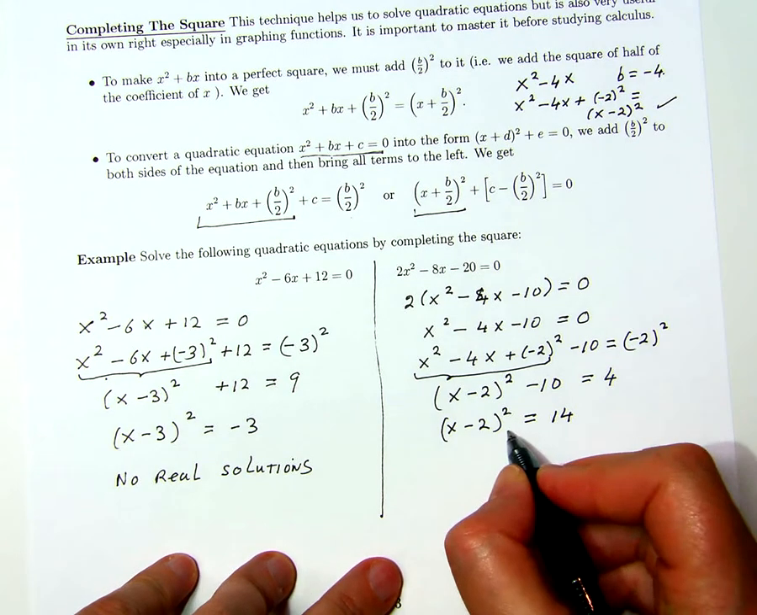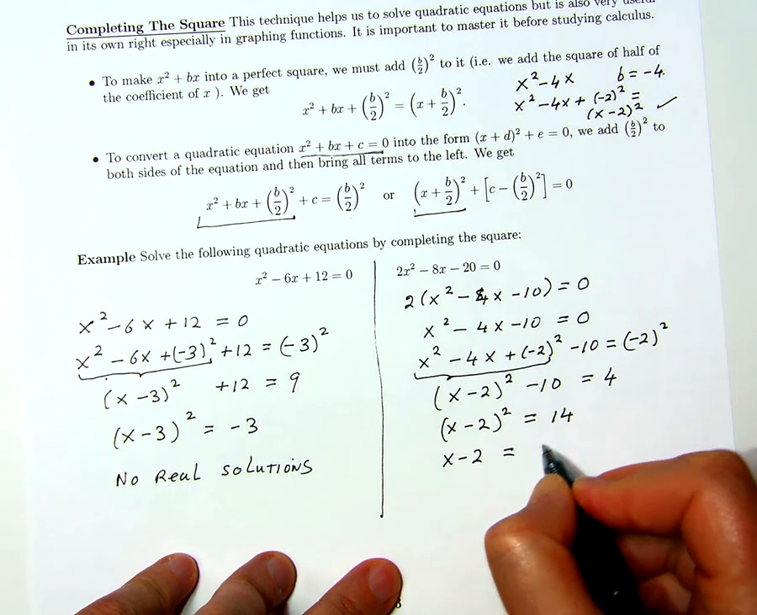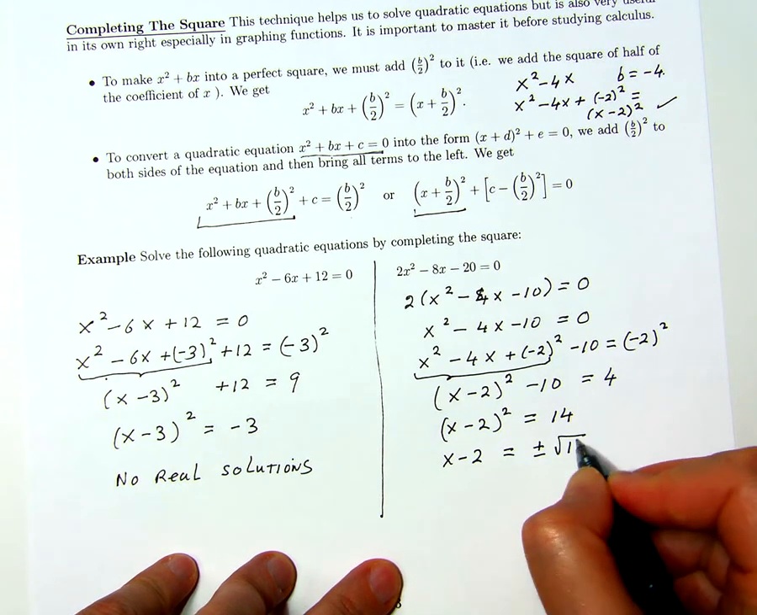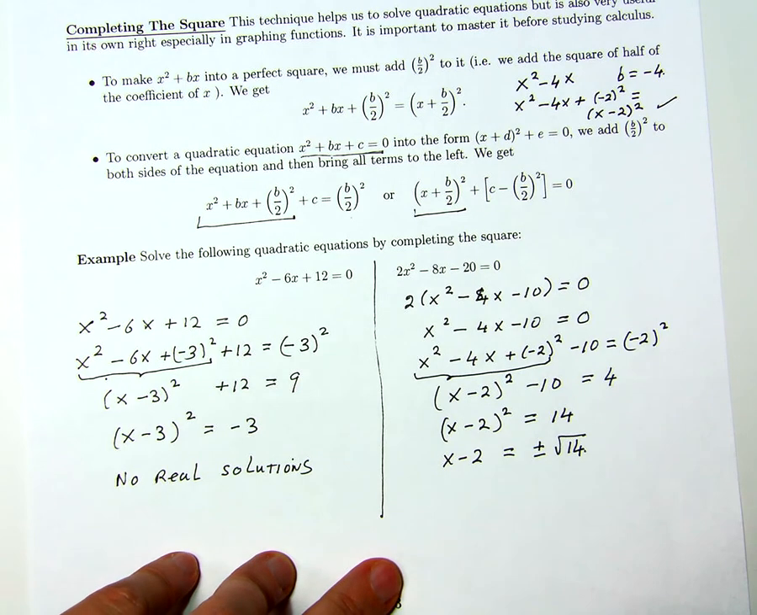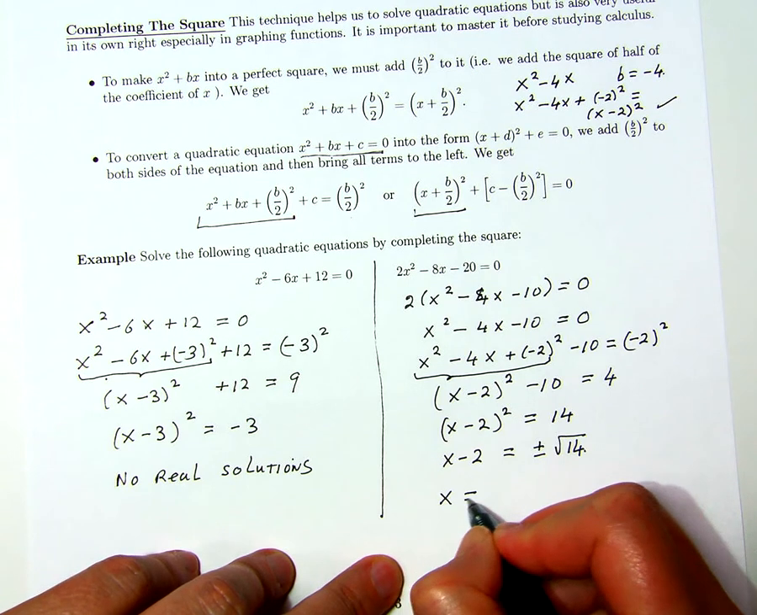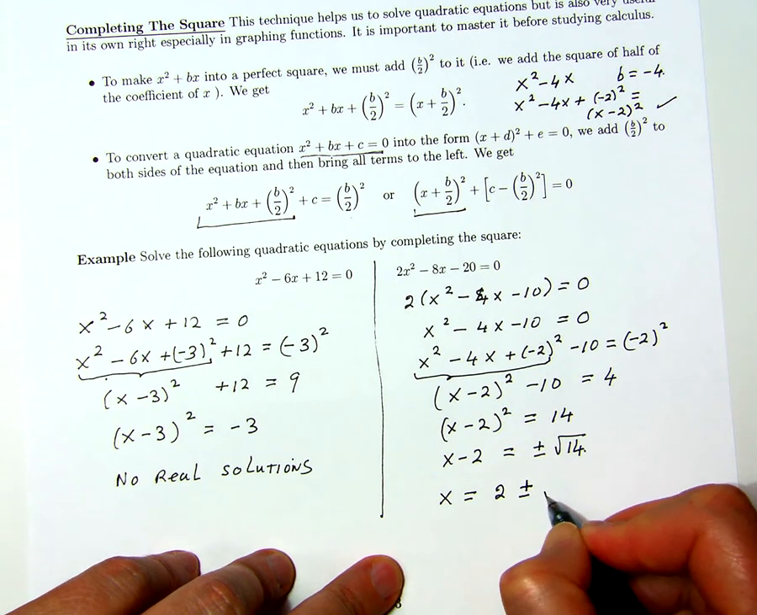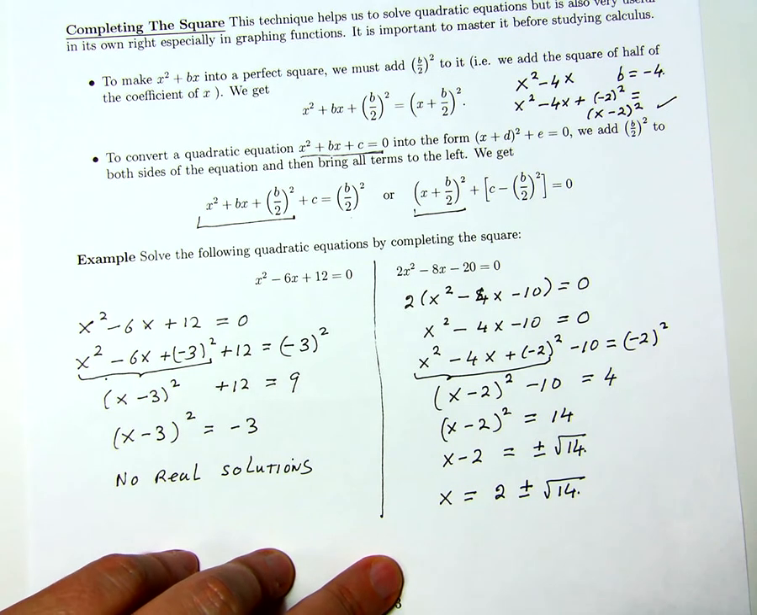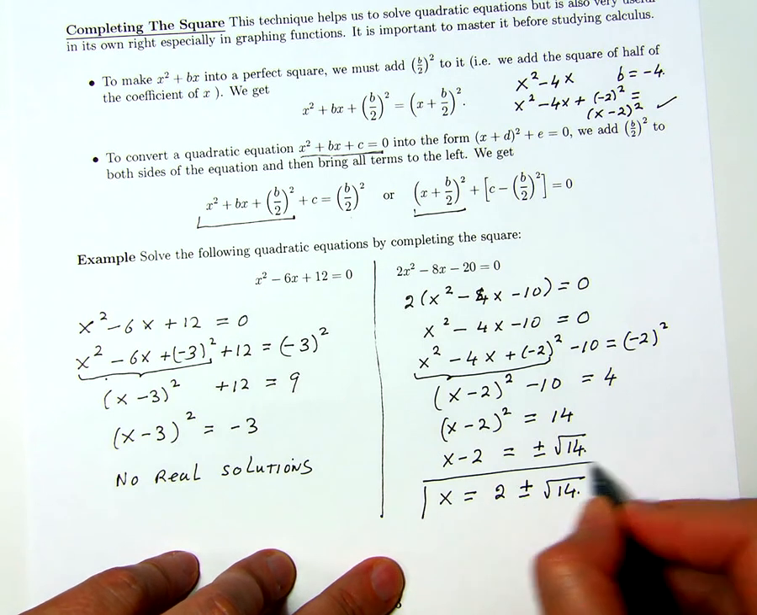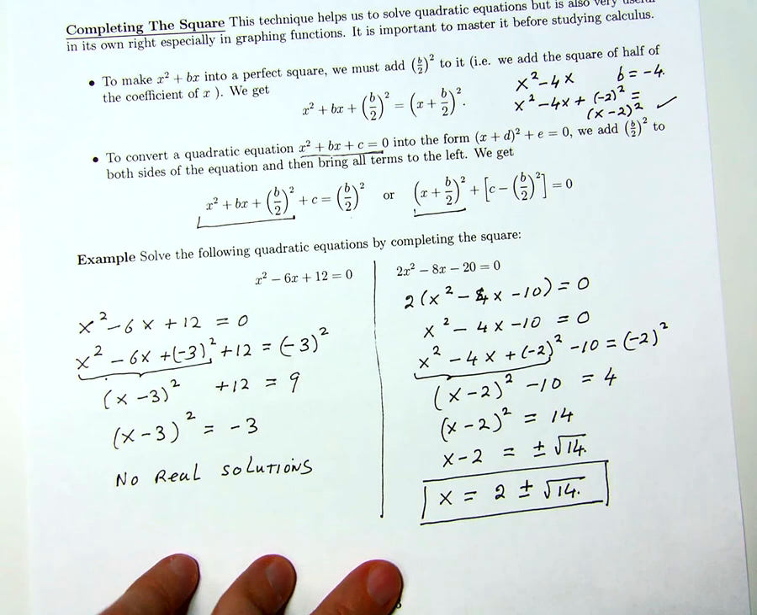And this means that x minus 2 equals plus or minus the square root of 14. I could write this as two equations, x minus 2 equals plus the square root of 14, or x minus 2 equals minus the square root of 14. And now x has to equal, well, I add 2 to both sides, it's 2 plus or minus the square root of 14. So I'm saying here there are two feasible solutions, x equals 2 plus the square root of 14, and x equals 2 minus the square root of 14.